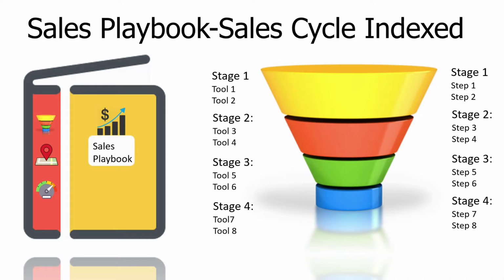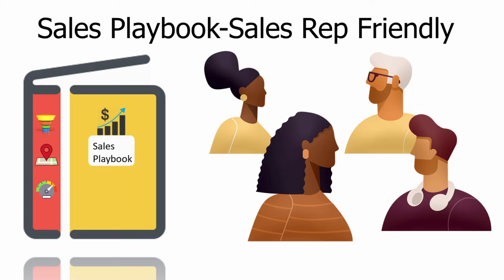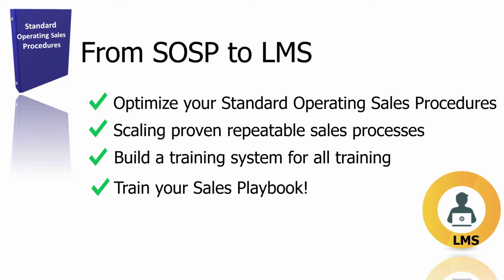Sales playbooks are different than standard operating sales procedures. Sales playbooks are sales cycle indexed. The indexing makes them sales rep friendly. Reps simply reference where they are in the sales cycle, and then they can find all the resources they need to complete a stage or a step in the sales process. The real value in the Sales Playbook Development Program is the optimization in your standard operating sales procedures. It's done by scaling proven, repeatable sales processes and then building a training system that ultimately trains your company's sales playbook.